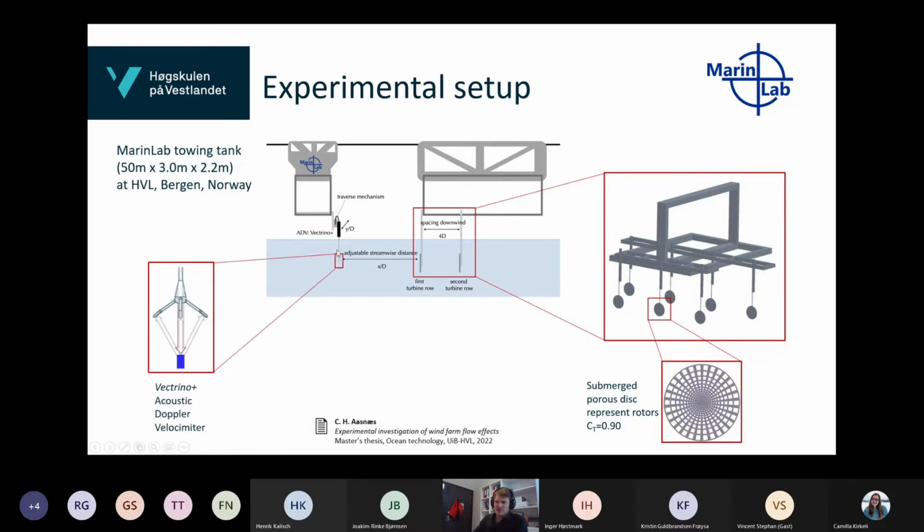For the actual flow measurements, we use a device called a Vectrino Plus ADV, which is an acoustic Doppler velocimeter and measures particle movements in a small volume. And we can adjust that upstream of this wind farm and measure flow velocities, in this case upstream. So the whole setup is towed towards the left, and the relative inflow to the wind farm is from the right.